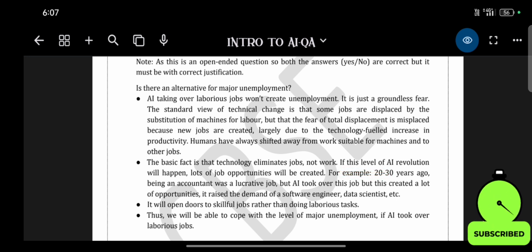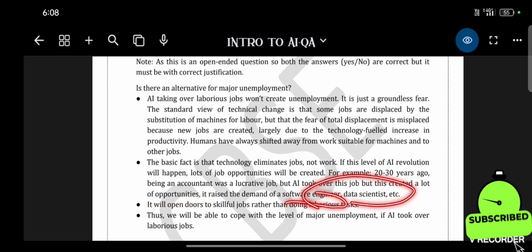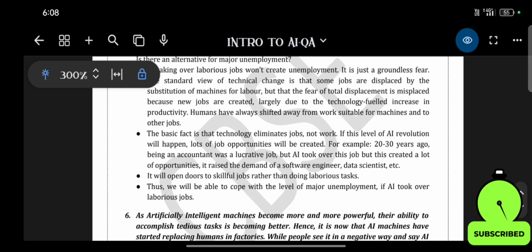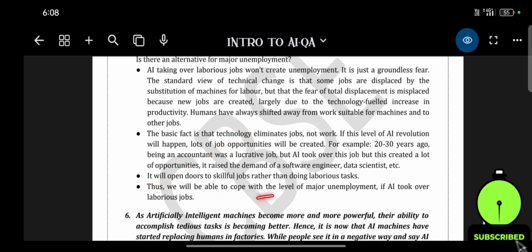If this level of AI revolution happens, lots of job opportunities will be created. For example, 20 to 30 years ago, being an accountant was a lucrative job, but AI took over this job, and this created a lot of opportunities. It raised the demand for software engineers and data scientists, etc. It will open doors to skillful jobs rather than laborious tasks. Thus, we will be able to cope with major unemployment if AI takes over laborious jobs.